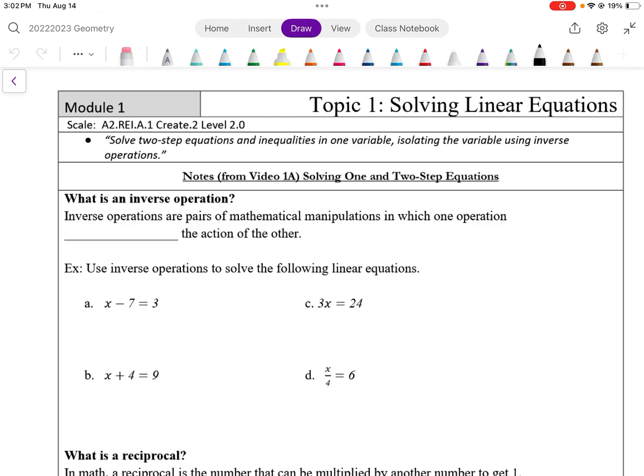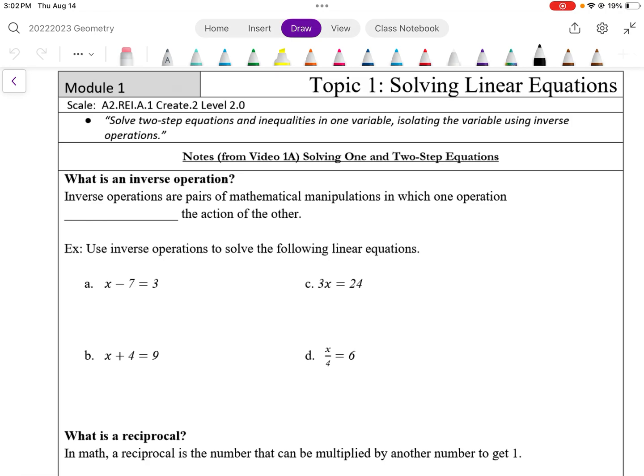And remember, this is just a small part of our scale, A2, RE, I, A1, okay? So just because we reach the level 2 on this specific skill does not mean we have a level 2 on the whole scale. It's just a part of it.